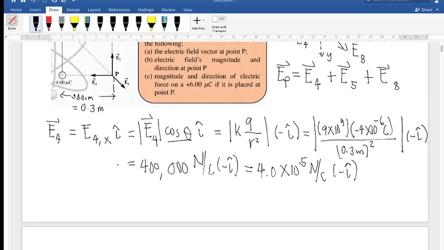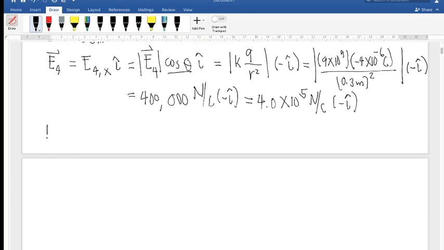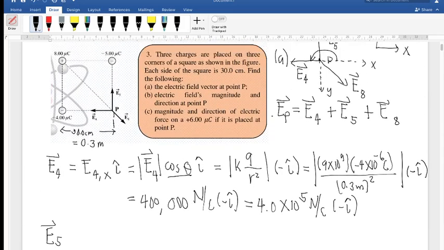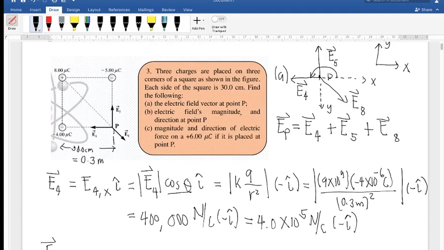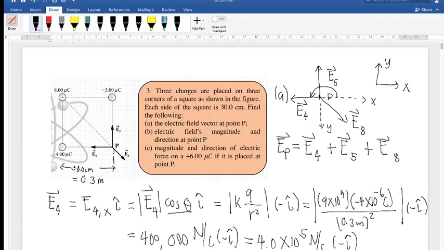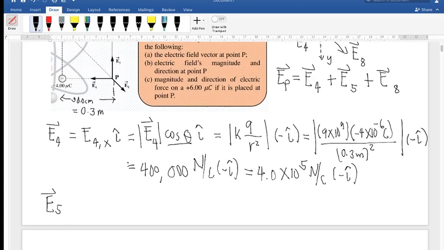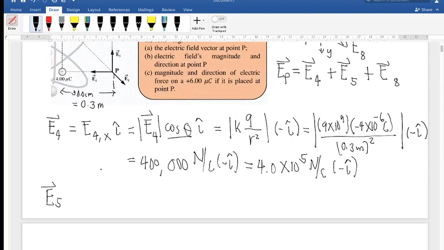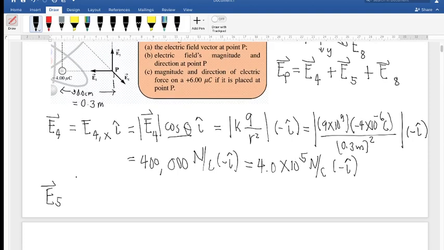So let's move to E5. So again, kung titignan nyo yung E5, it is directly above. As you can see, directly upward siya, so meaning along the y-axis. So if along the y-axis siya, meaning wala siyang x component. So purely y component lang siya. So we have here E5y.